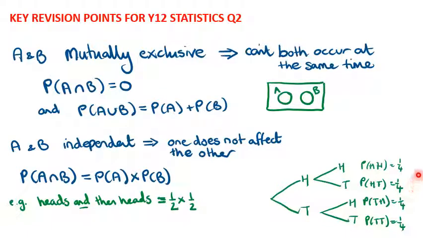So if I was after the probability of getting the same on both coins, I would have probability of heads, heads, or tails, tails, and then I could do a straightforward add of those. So this notation here is just formalising what you've done before in tree diagrams. If they can't happen together, then the intersection is 0, and the union is simply adding their probabilities. If they are independent, the probability of them both happening, we multiply their probabilities.